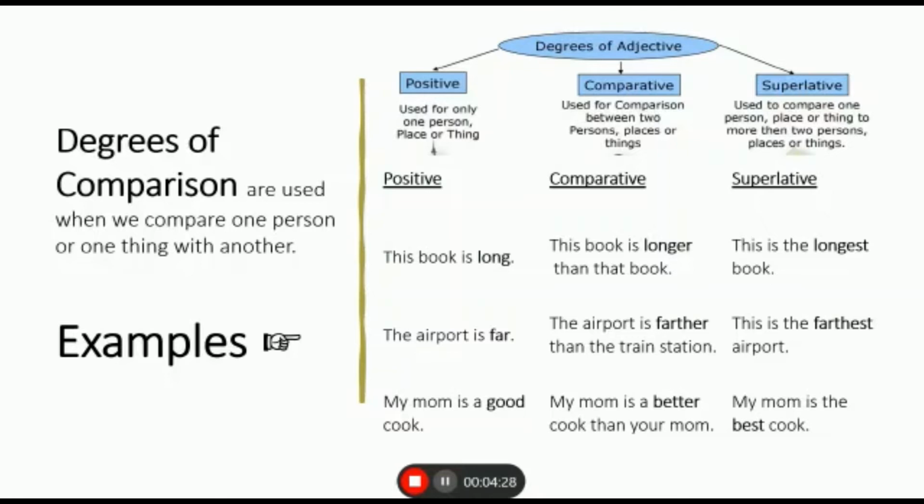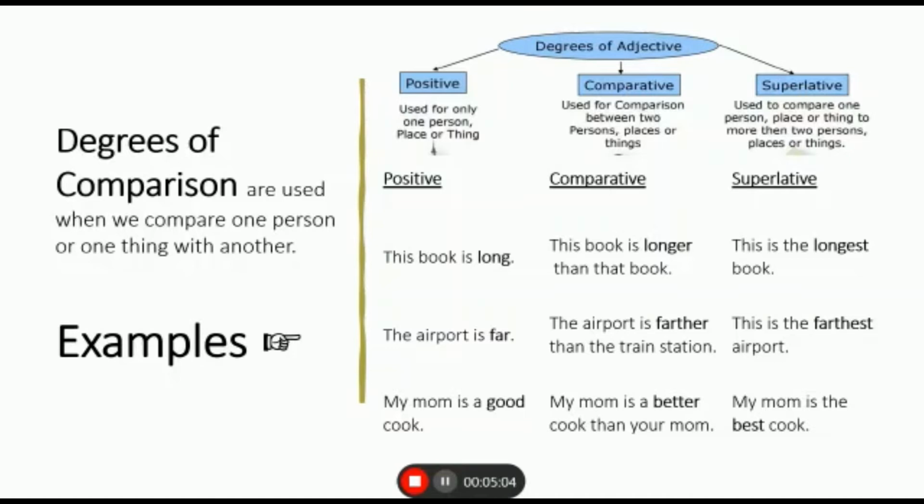Now I am comparing 2 entities, airport and train station. So it is comparative, comparing 2 things. In superlative, it becomes this is the farthest airport. To whichever airport I have been, this is the farthest. So I am comparing one entity with all the other entities. Hence it will become superlative degree. Same goes for the third example. My mom is a good cook, a general statement. But once I compare my mom with any other mom, it becomes comparative.